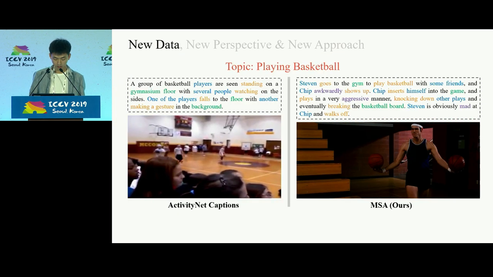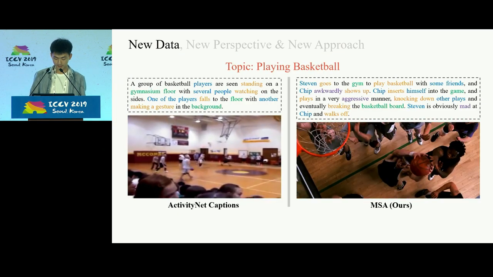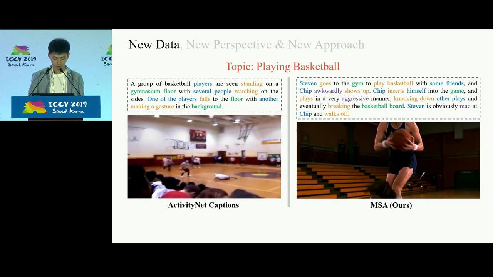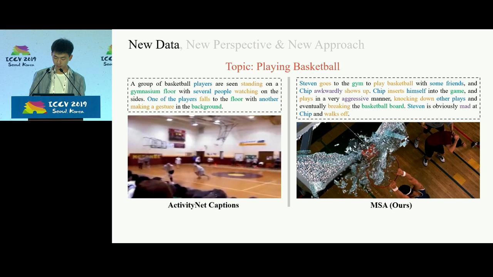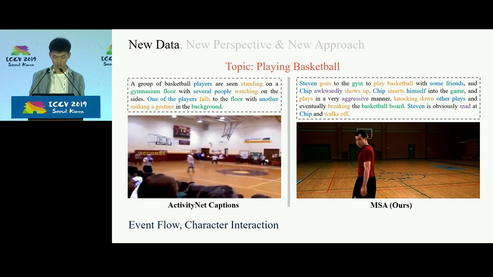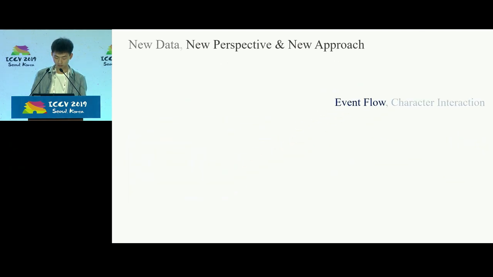This slide showcases a comparison between our dataset and other datasets under the same topic, playing basketball. So it can be observed that our data have more complex internal structures. We summarize these structures as event flow and character interaction.